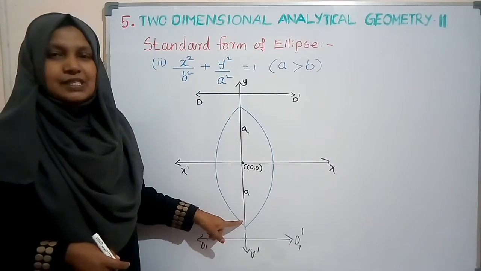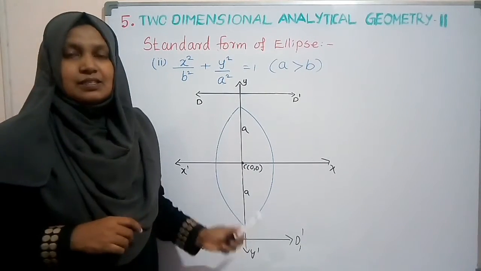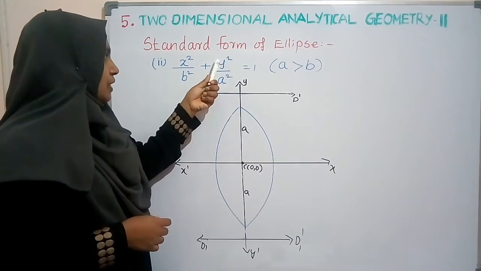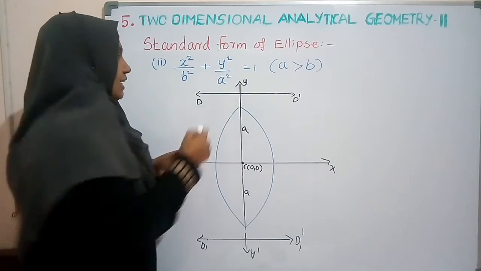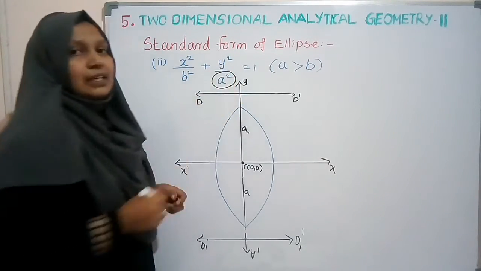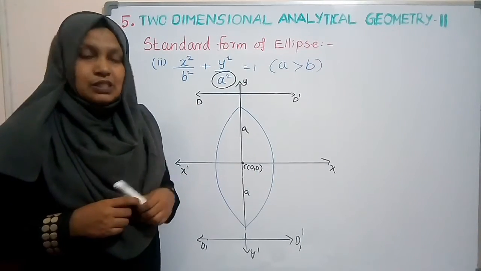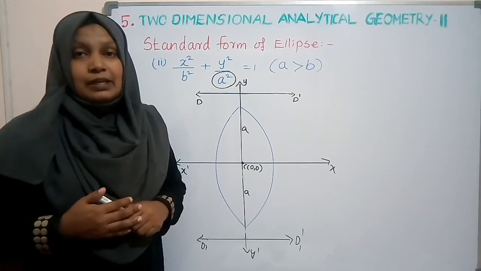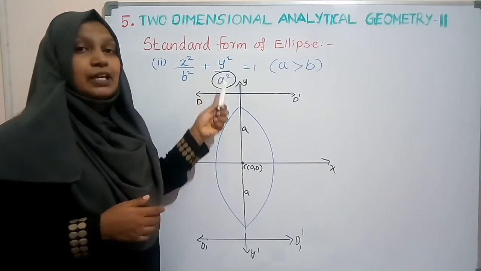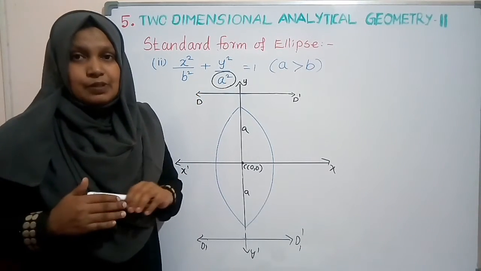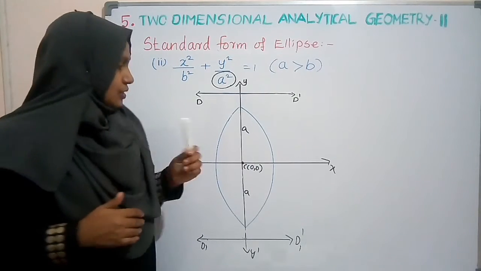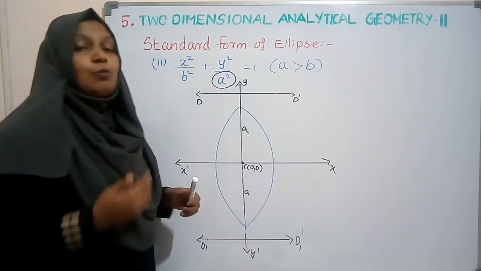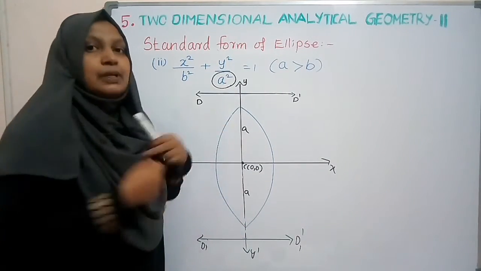And what is the equation of the major axis now? Since we have the y-axis, its equation is x is equal to 0. See, x square by b square plus y square by a square is equal to 1. The greater value is on the denominator of y. The previous equation is x square by a square, that is, the a square value is under x square. Now it is on the denominator of y square. So these are the differences between the equations of ellipse. First one, the major axis is along the x-axis. Now the major axis is along the y-axis. So the length is the same, but its equation is changing.